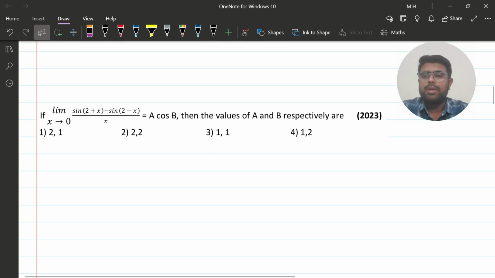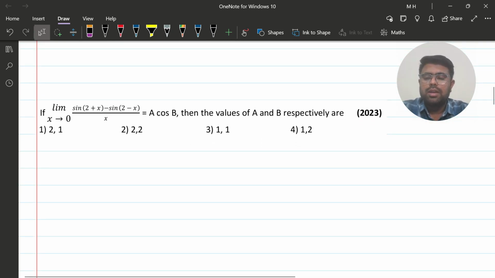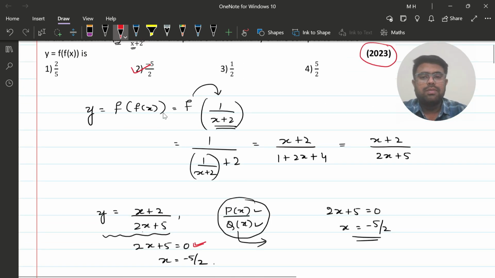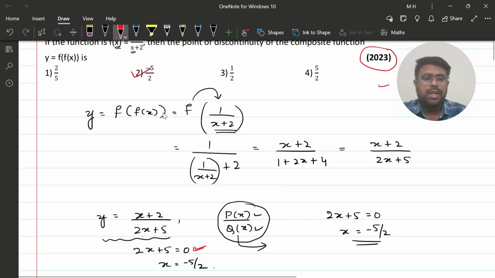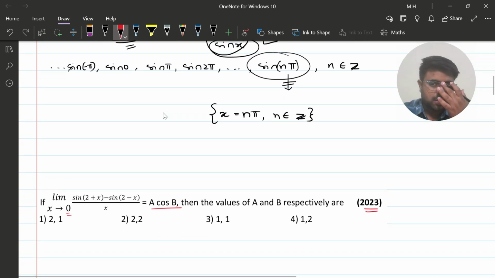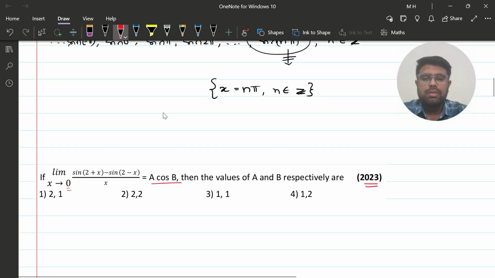Okay, coming to the next question, that is if limit of sine of 2 plus x minus sine of 2 minus x, divided by x, as x tends to 0, is equal to a cos b, then the values of a and b respectively are. You can see this is the third question that we are getting in 2023. The first two questions that we discussed were based on continuity, and this question here is based on the evaluation of the limit.